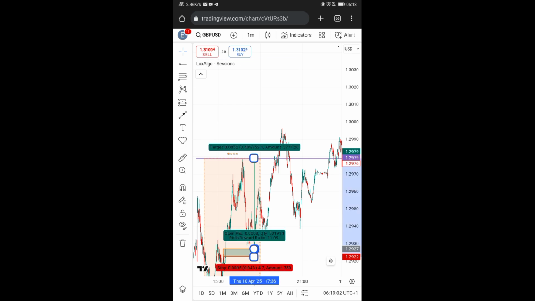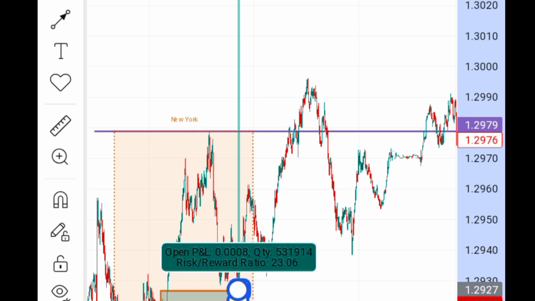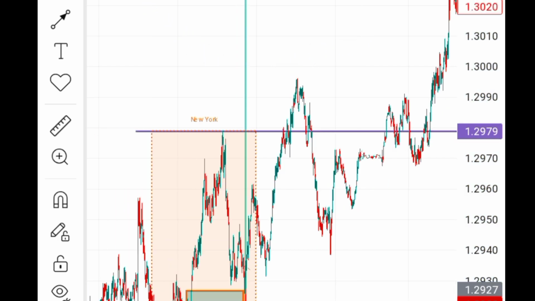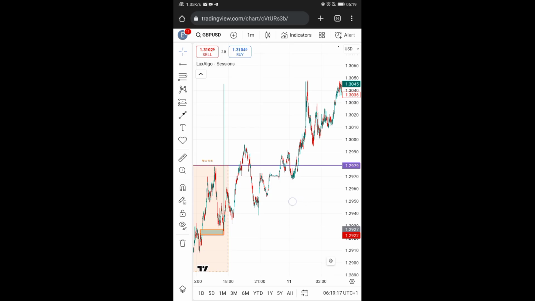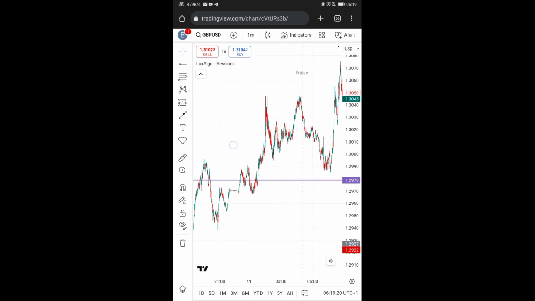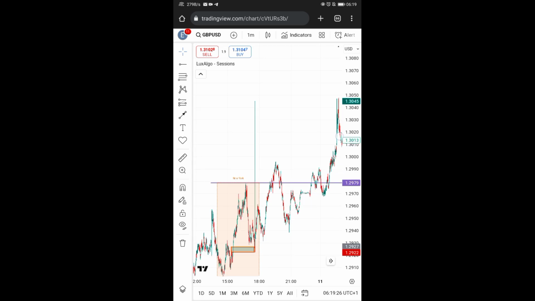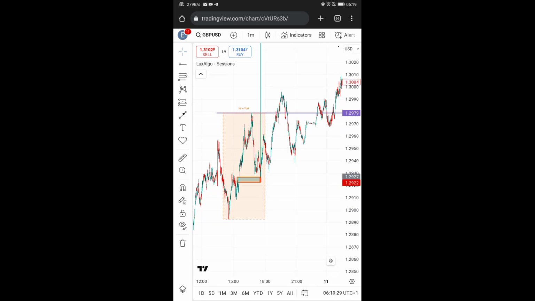Everything 1:25. So it's just for you to be patient for this thing to happen. Once it plays out, that is your 1:25. As you can see, the market hit 1:25 and it still keeps going, but you just take your 1:25, you leave the market. This is how you trade your New York session.